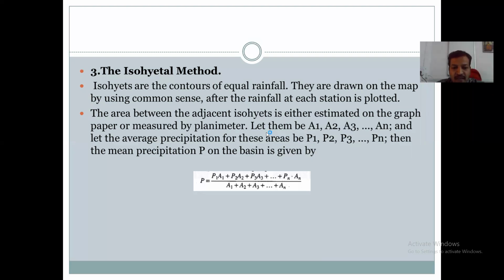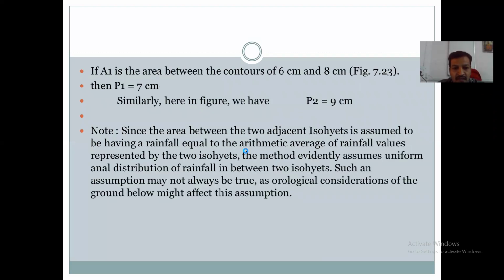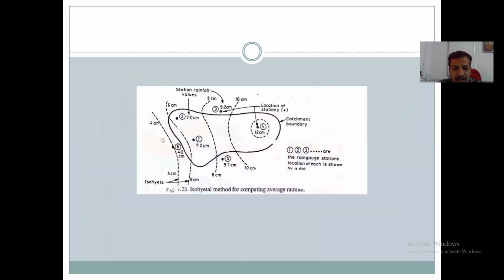So in the isohyetal method, the isohyets are drawn. See this diagram. The rain gauge stations are shown in this diagram, 1, 2, 3, 4 up to 5. These are the rain gauge stations that are denoted here.